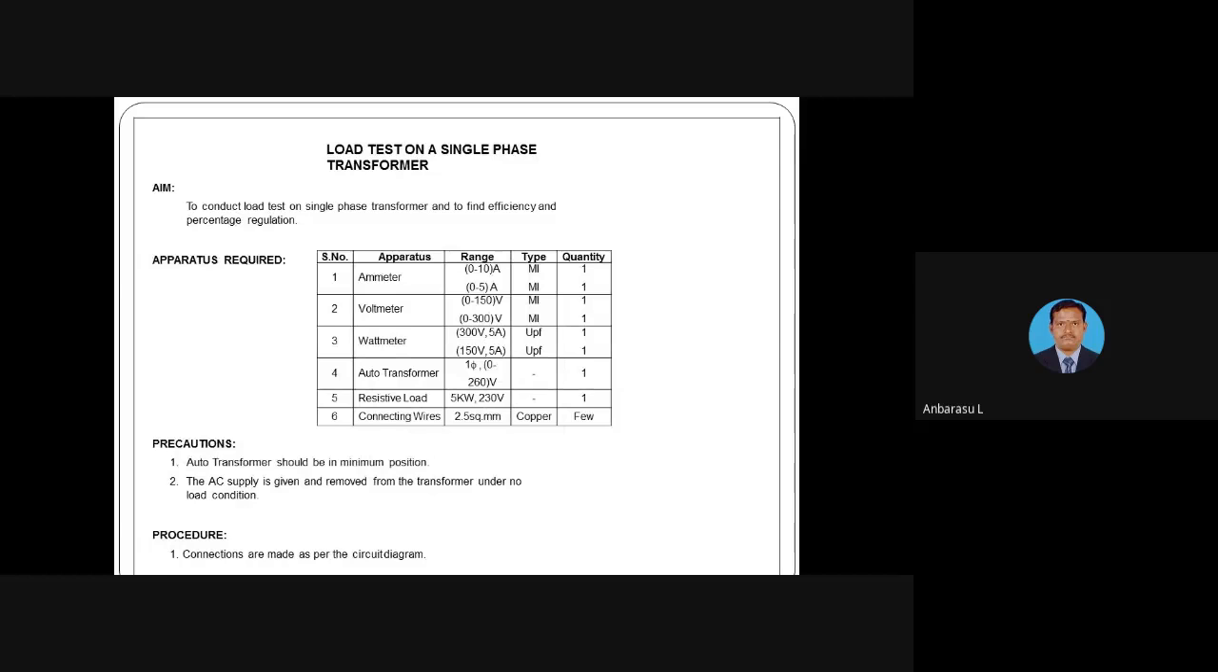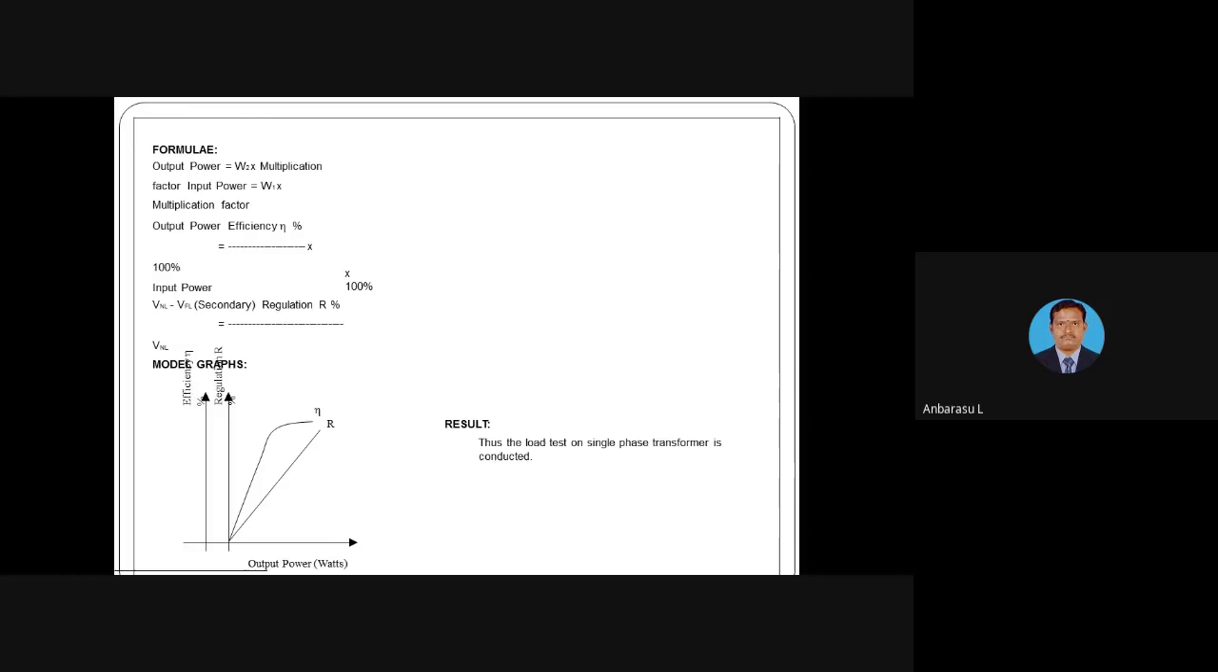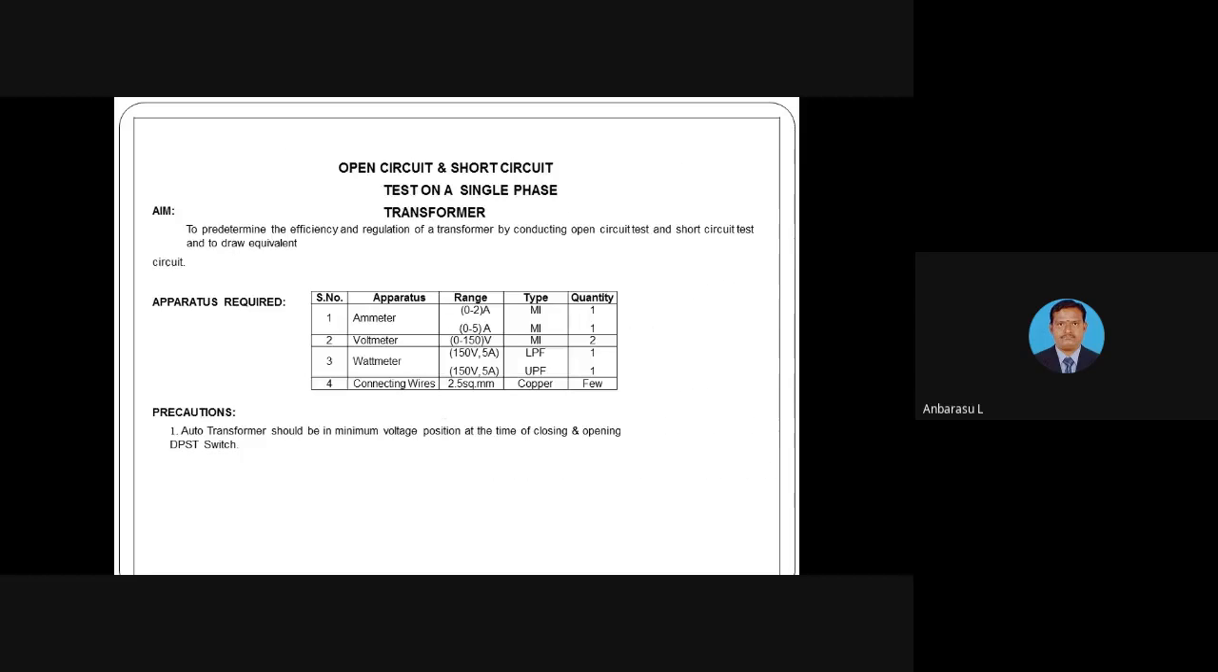And next, load test on a single phase transformer. It is a circuit arrangement of the load test on a single phase transformer. Here the voltmeter, ammeter and wattmeters are connected in the primary winding and secondary winding. From the wattmeter readings in the primary winding and secondary winding, we determine the efficiency of the transformer at different load conditions. Output power divided by input power gives the efficiency of the transformer at 0 to 100% of load conditions. And it is also used to determine the regulation of the transformer. The open circuit test and short circuit test of the single phase transformer were already discussed in the previous slides.